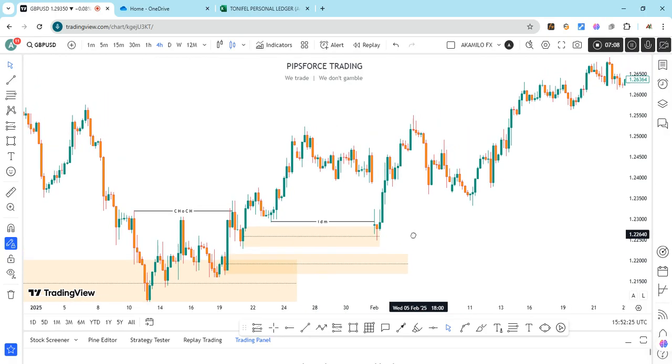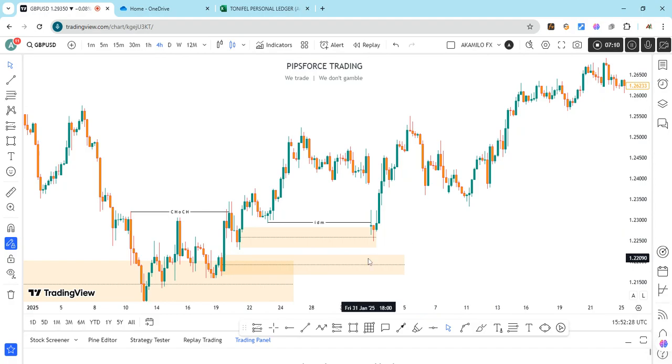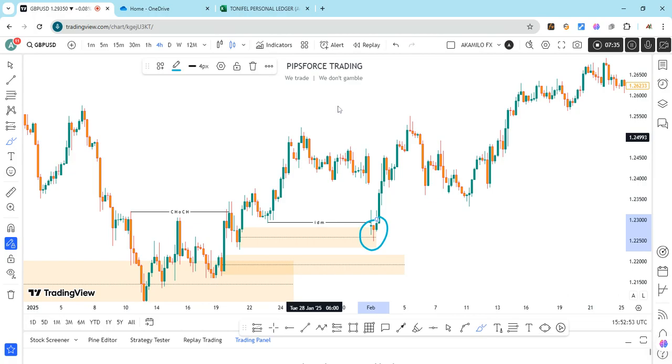So the first one is the decisional point of interest, and the second zone is the extreme point of interest. If price gets to the decisional point of interest without giving us a reaction or a change of pattern in the lower time frame, we wait for it to come to the extreme point of interest before we take it. But in this case, we can see that price respected the decisional point of interest and gave us a rejection, followed by a bullish engulfing, and then you take the trade to the upside.